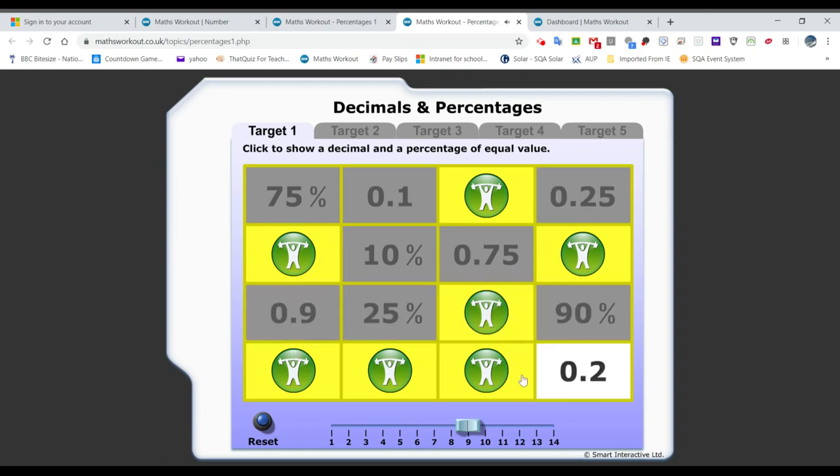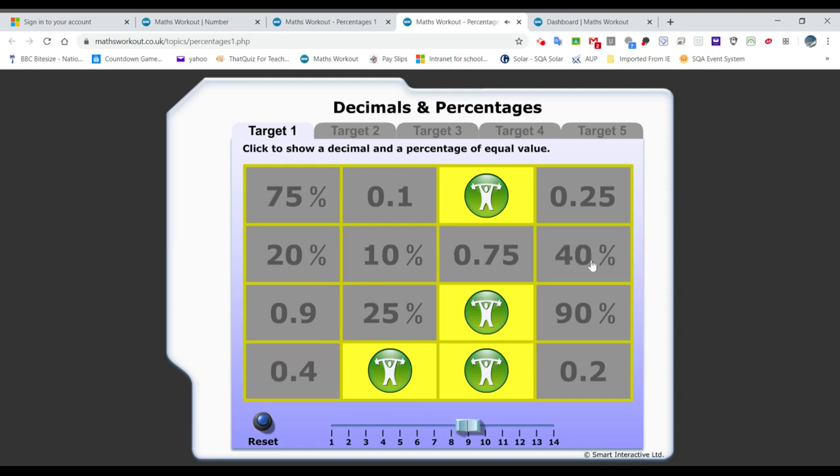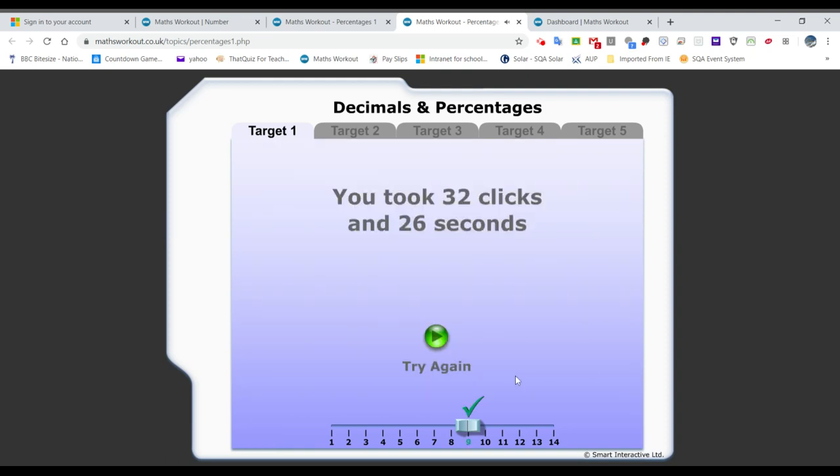There was 90, there was 20, 40, 50. Thank you very much. Can you beat me? So you can try that out if you want.